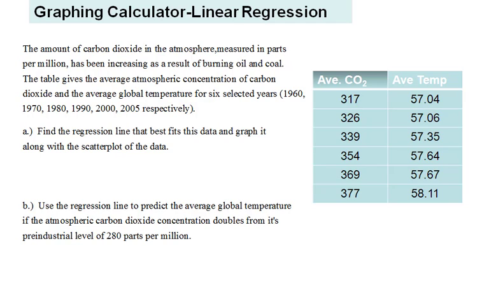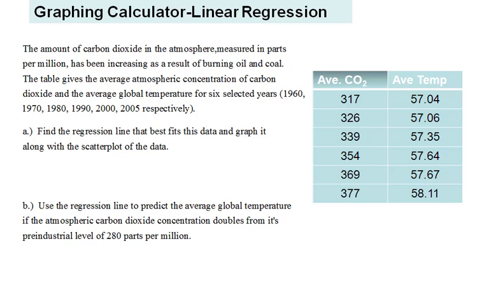Okay, I want to find a regression line that best fits this data and graph it along with the scatter plot of the data. This data is measuring the amount of carbon dioxide in the atmosphere, measured in parts per million. It's comparing that to the average surface temperature of the globe, or the average global temperature, for these 6 years.